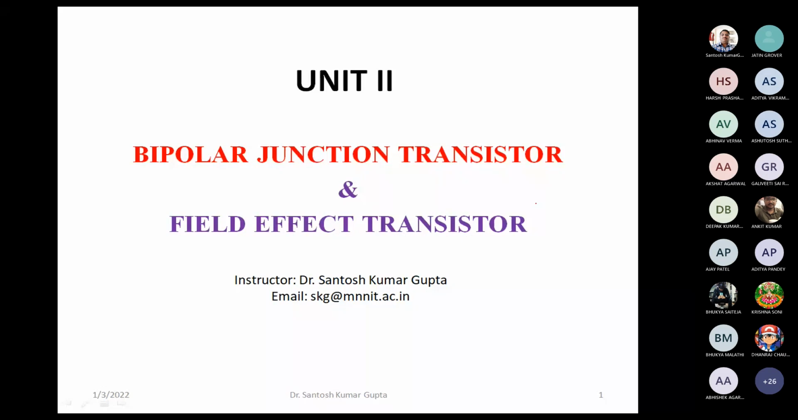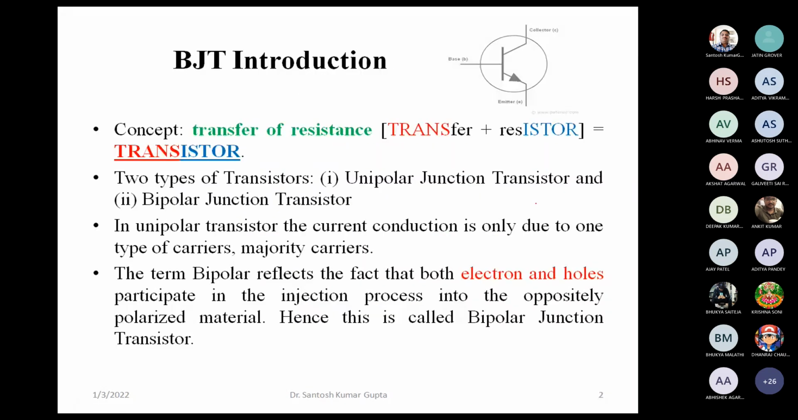Okay, so starting with this bipolar junction transistor. The full form of BJT is bipolar junction transistor. Bipolar, junction, transistor.